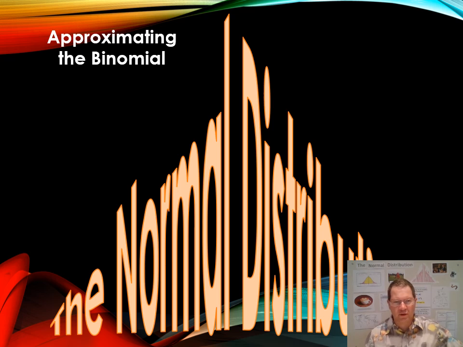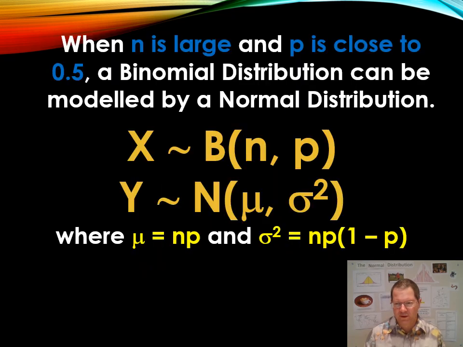Hello, in this video we're going to be using the normal distribution to approximate the binomial distribution. It's not always applicable to use the normal distribution to approximate the binomial, but when n is a large value and the probability is close to 0.5, then the binomial distribution, which of course is discrete and would be a bar chart, looks very similar to the normal distribution, which is a continuous curve.